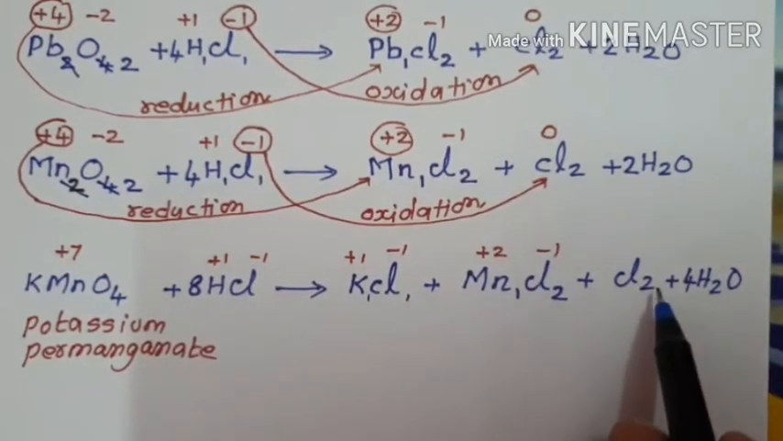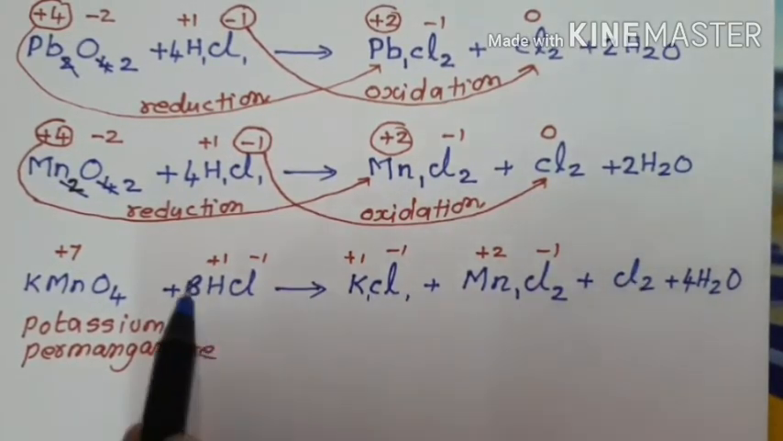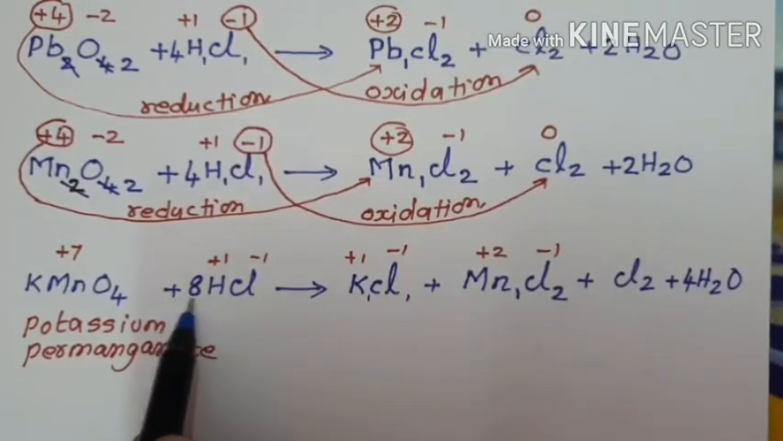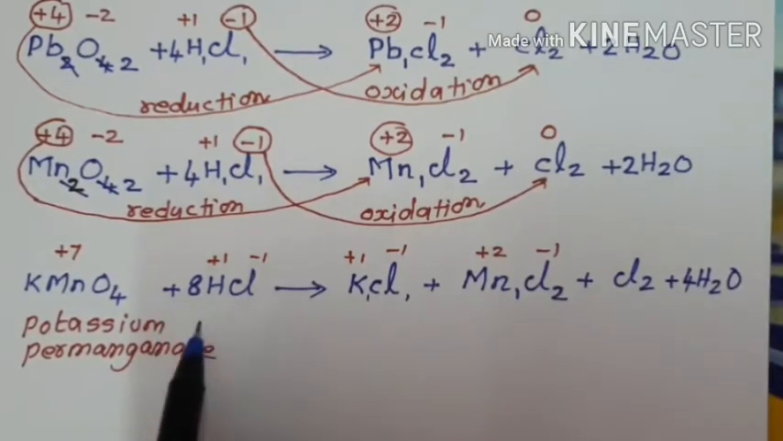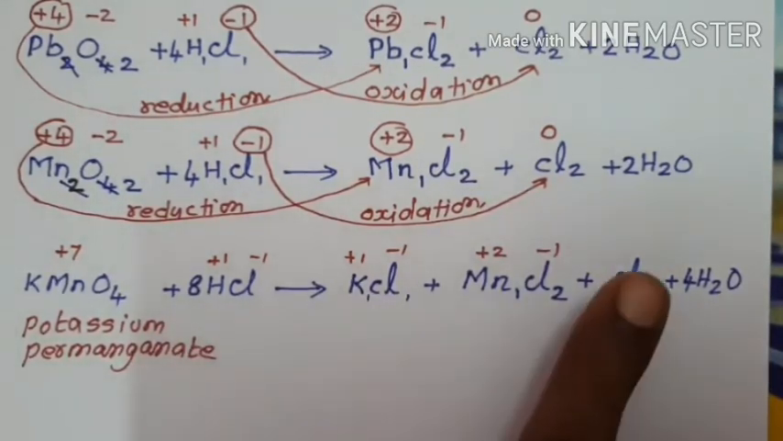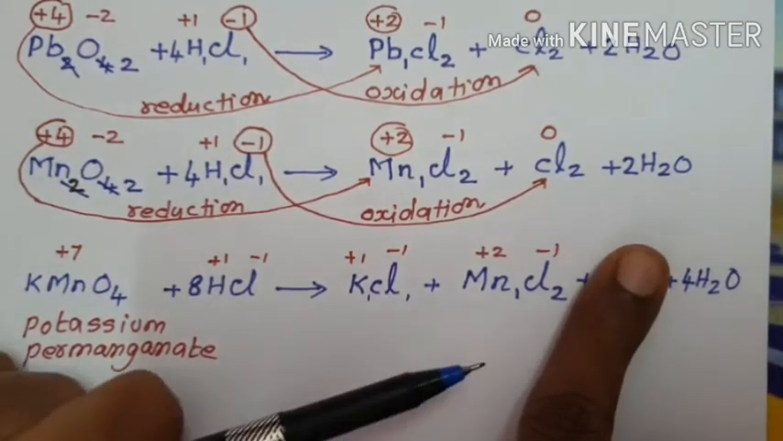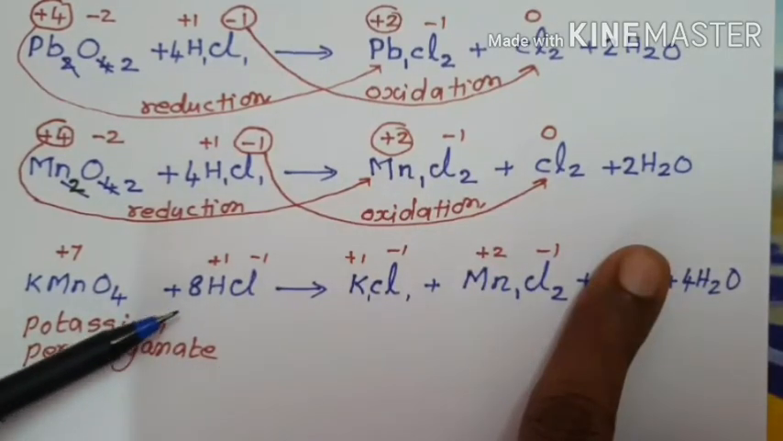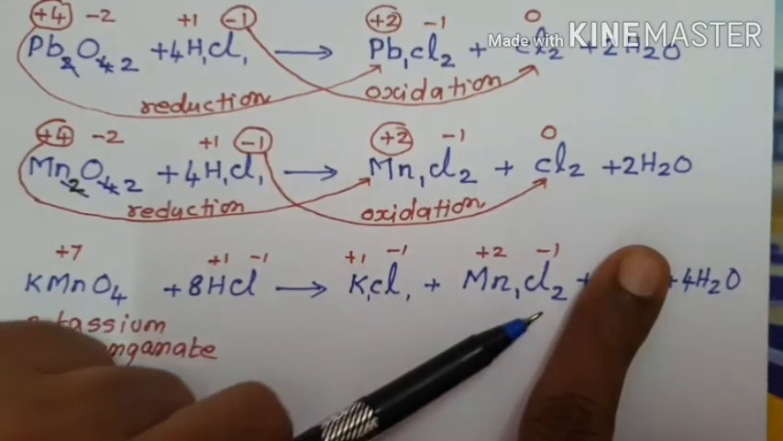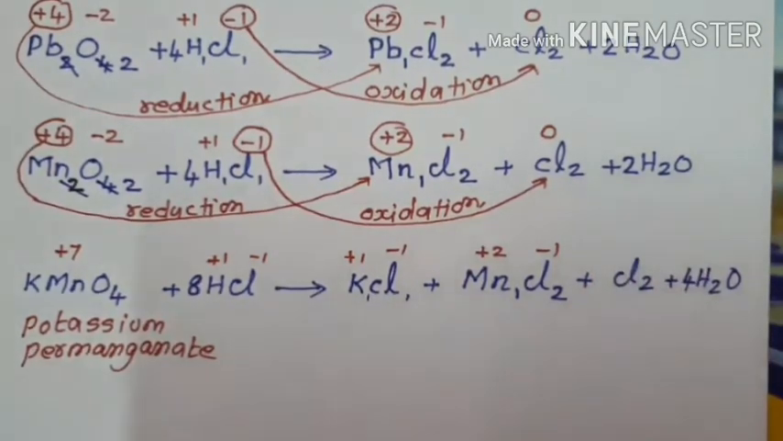Molecular chlorine is present on the right hand side, so the opposite side is the left hand side. On the left hand side we have 8 chlorine atoms, so the right hand side should also have 8 chlorine atoms. Except this chlorine, count the number of chlorine atoms: 3 plus 2 plus 1 equals 3 chlorine atoms. We require 8 chlorine atoms, so here 3 chlorine atoms. Now, we require 5 more chlorine atoms.